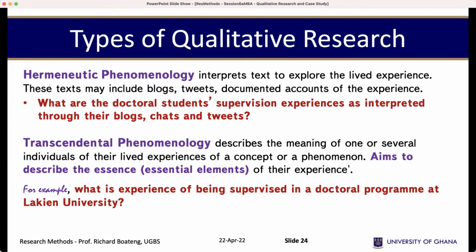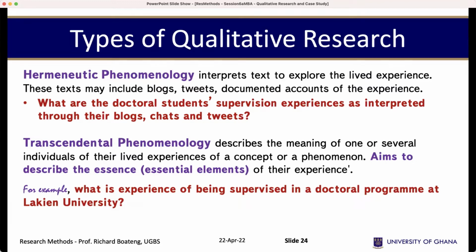It may include blogs, tweets, and documented accounts of the experience. A question like, what are the doctoral students' supervision experiences as interpreted through their blogs, chats, and tweets? That would be humanistic phenomenology. You are looking at their lived experiences as they're being supervised by their supervisors. But you're capturing that not from interviewing the students, but from what they have expressed through their blogs and chats and tweets around the course.